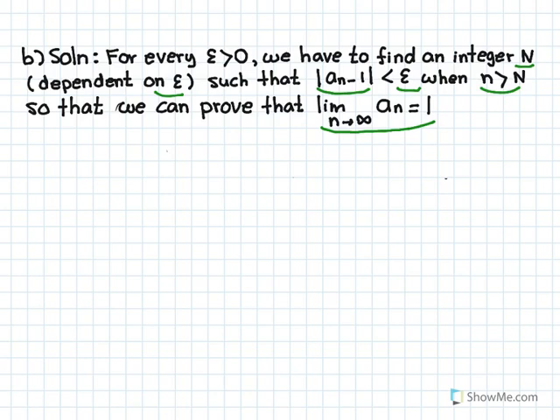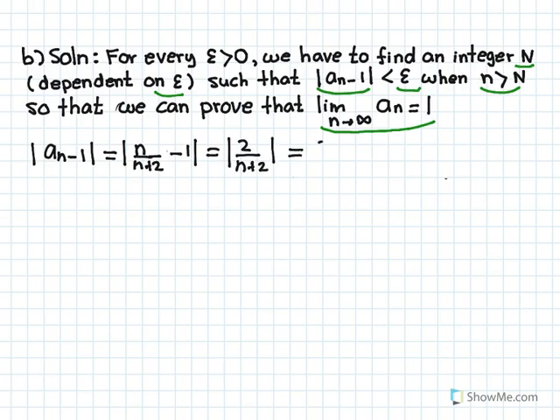So what we have is an minus 1 is equal to the absolute value of n divided by n plus 2 minus 1. Taking a common denominator, we get 2 divided by n plus 2, and we don't need the absolute value. So the absolute value of an minus 1 is equal to 2 divided by n plus 2, and this is less than epsilon. Let's solve for n as a function of epsilon.